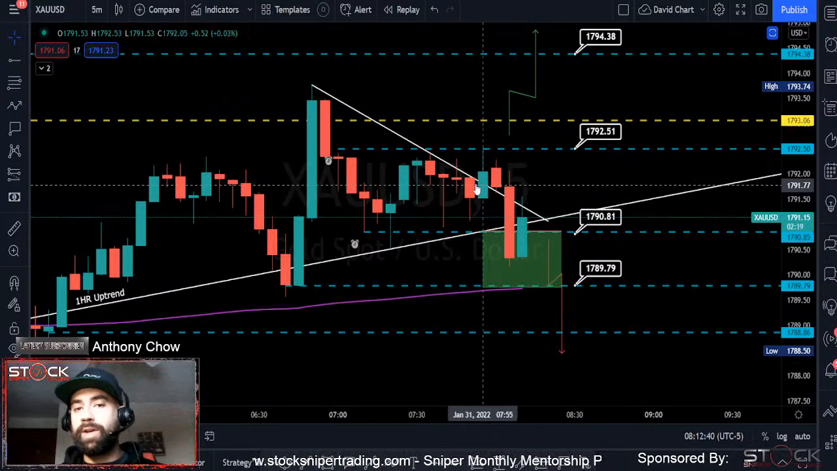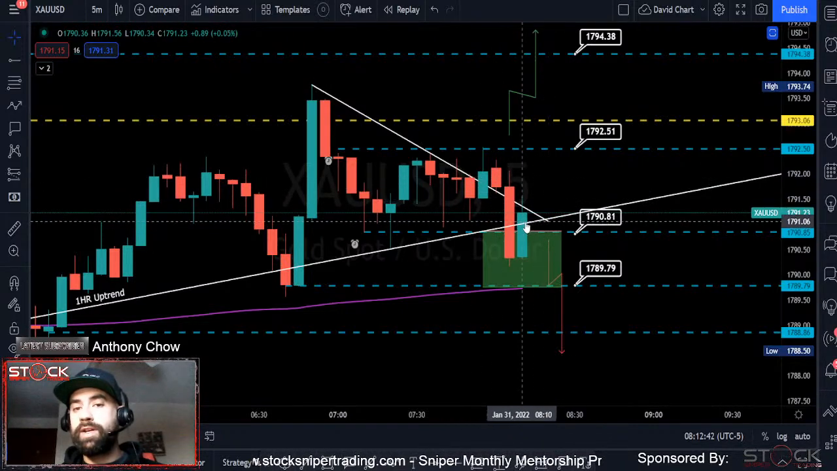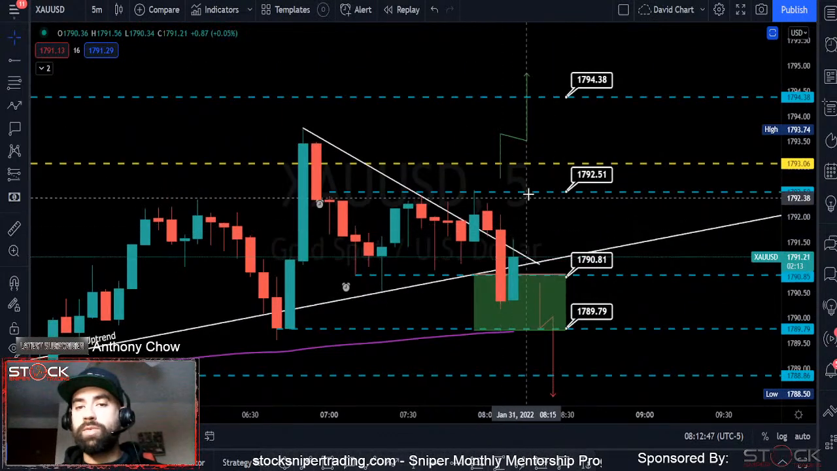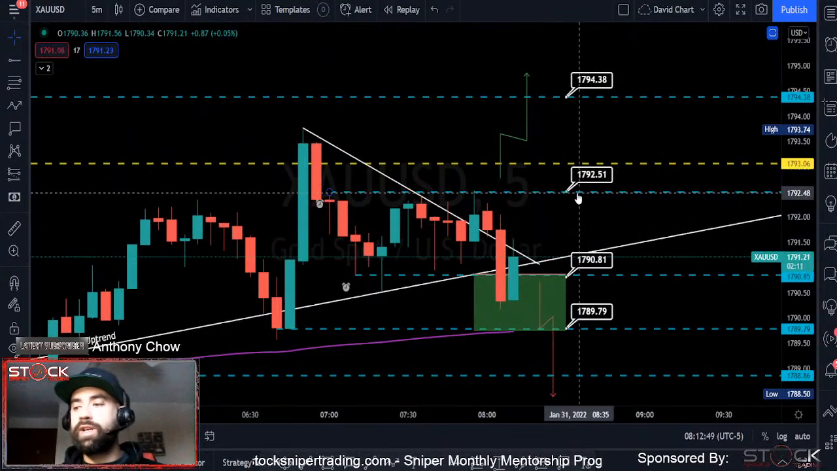So let's watch and see now if we can hold this 5-minute trend and start to retrace and go bearish still. If not, price is going to start to walk back up, come near 1792.5.